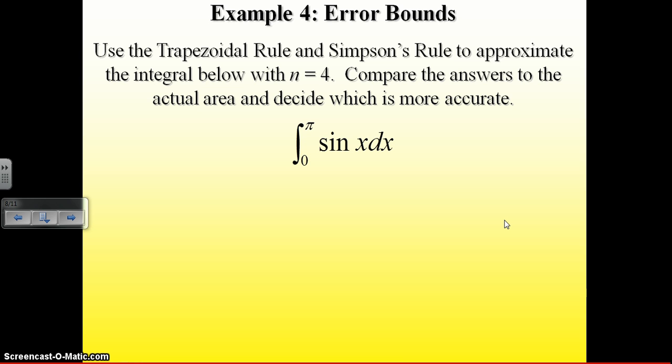Alright, error bounds. Now, ladies and gentlemen, on this one we're going to use the calculator. It says use the trapezoidal rule and Simpson's rule to approximate the integral below with n equals 4 and compare the answers to the actual area and decide which is more accurate.